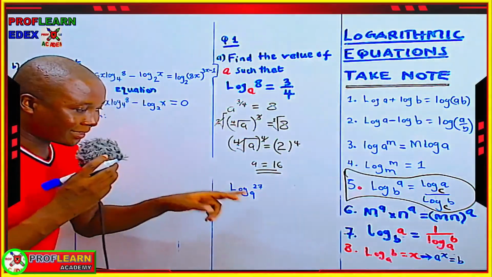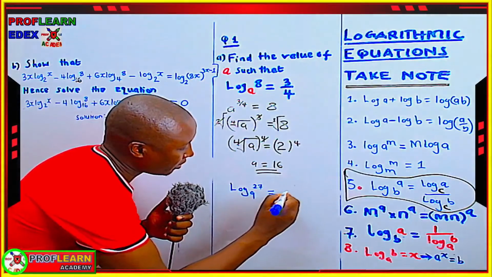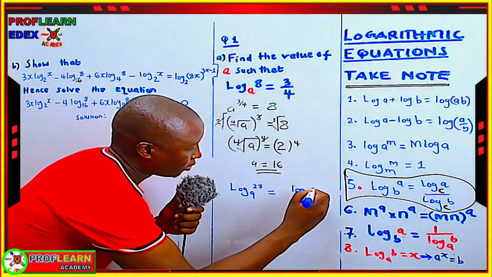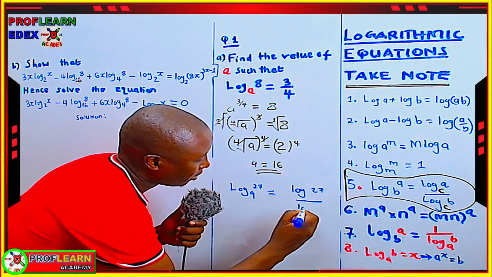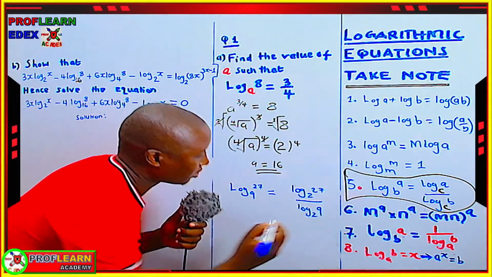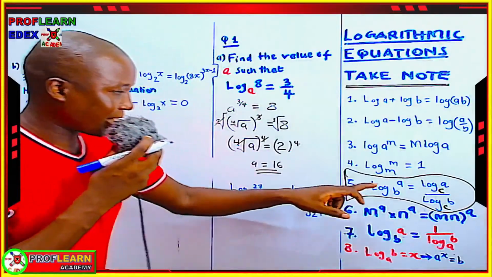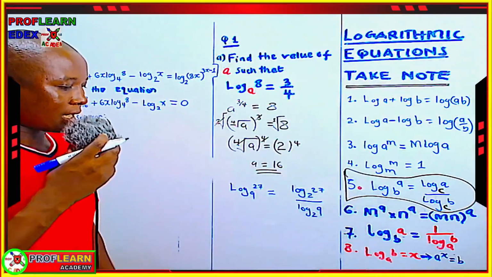For this one, we are going to say plus 6x log. The base is different, so we're going to say log 8 over log 4. Then we introduce the base that we want. But this one is in the correct base, so we're going to write it the way it is, log x to the base of 2.